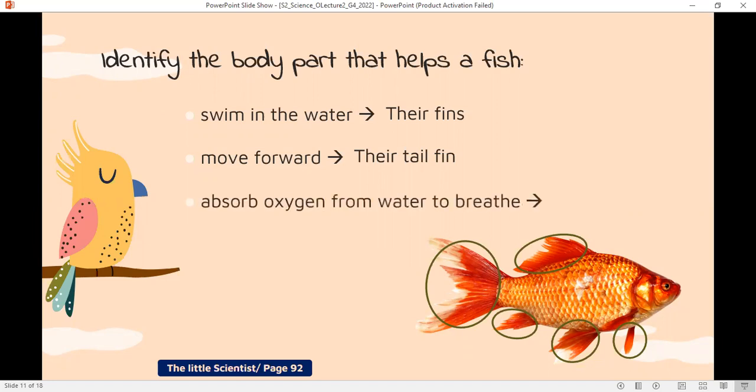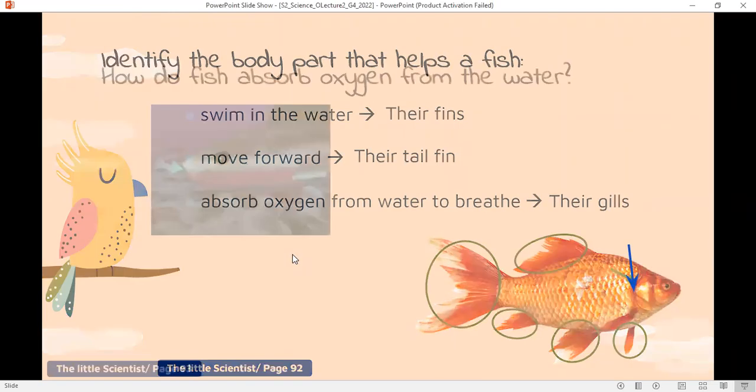And in order to breathe, fish use their gills. Where are the gills? Let me show you. Here are the gills. So this is actually the gills opening. So it is opened right here. And under this opening, you will see the gills. Fish use their gills to breathe. How does this happen?